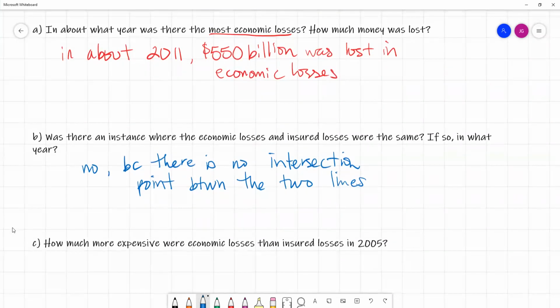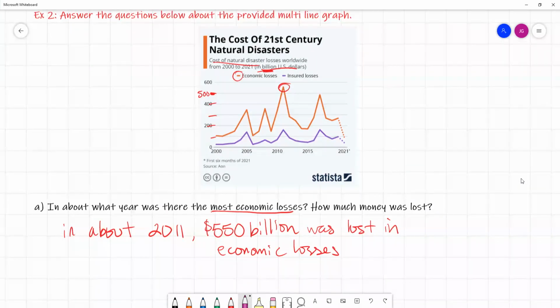And then the last question, how much more expensive were economic losses than insured losses in 2005? So how much more expensive? It looks like we're finding the difference between the two. So I'm going to want to find the amount of economic losses and the amount of insured losses in 2005 and just subtract them. Okay, so 2005 is here. And so this is my insured loss and this is my economic loss. And we can always just approximate. So for my insured loss, that looks like it's about 140 billion. And then for my economic loss, it looks like it's about 350 billion.